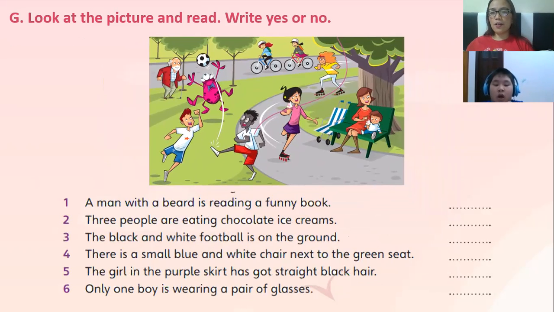Look at the picture. Say yes or no, baby. Read it, baby. A man with a beard is reading a funny book? No. Next. Three people are eating chocolate ice cream. Yes or no, baby? No. Okay, number three. Baby? Number three? Yes.